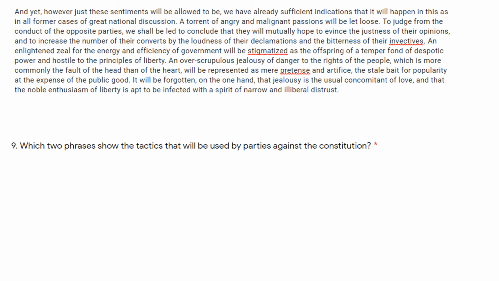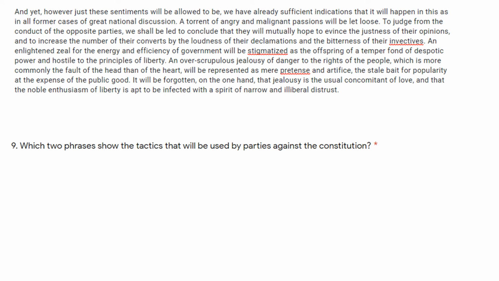9. Which two phrases show the tactics that will be used by parties against the Constitution? And yet, however, these sentiments will be allowed to be. We have already sufficient indications that it will happen in this, as in all former cases of national discussion. A torrent of angry and malignant passions will be let loose. This is not a tactic. This is passion. This is feeling.